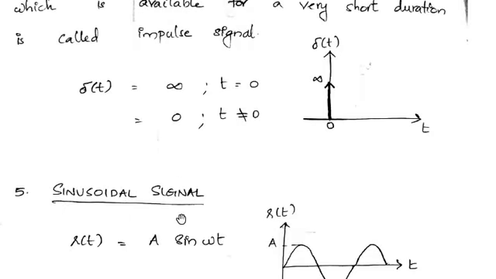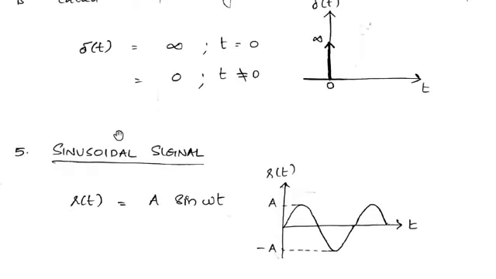And finally we have the sinusoidal signal. So r of t equal to a simple sine wave with a magnitude A sine omega t. We can represent the sine wave like this, with the positive peak at A and negative peak at minus A. So these are the basic test signals. We have the step signal or unit step, ramp or unit ramp, parabolic signal or unit parabolic signal, impulse signal or unit impulse signal, and finally the sinusoidal signals.